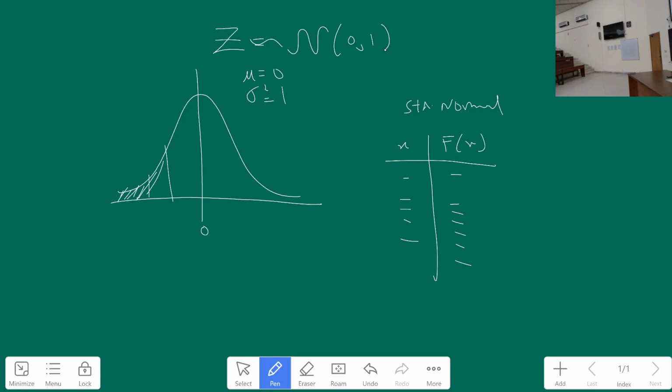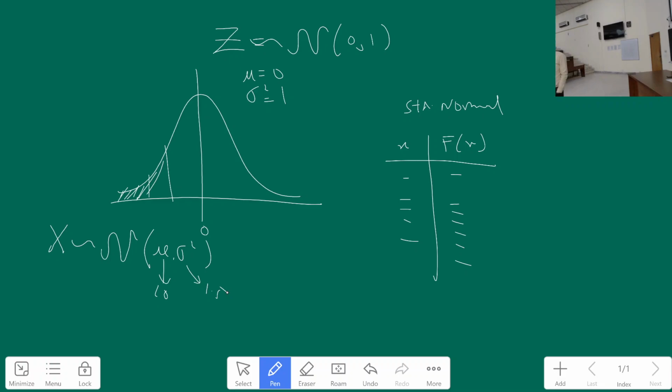Now, what about another random variable which is Gaussian distributed but does not have 0 mean and variance? Maybe it has mean mu and sigma square. This might be 10 and this might be 1.5. Can you use this table? No, not directly. But there is a trick they used. We can still use it.